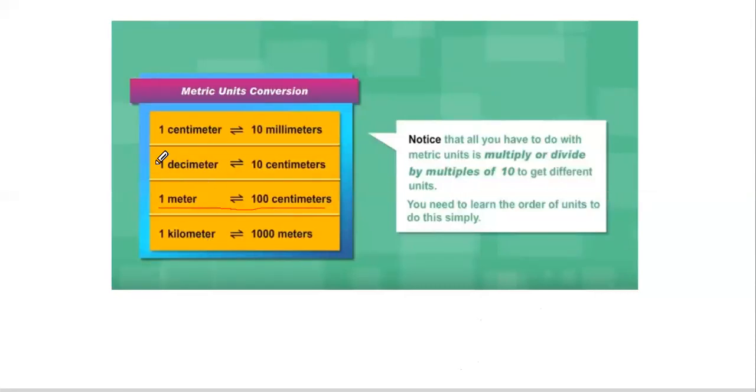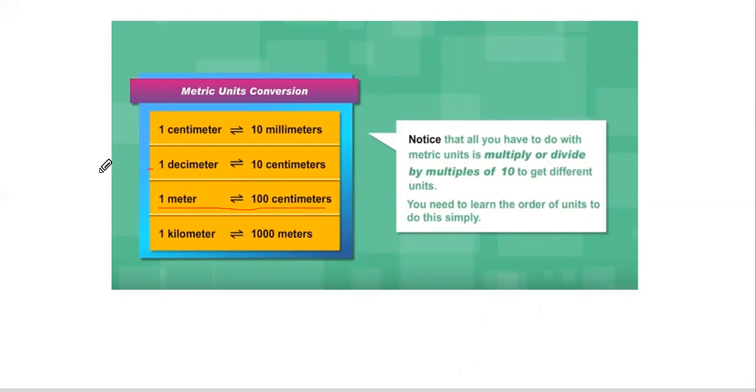Okay, we skip this. 1 decimeter is 10 centimeters. And 1 kilometer is 1,000 meters. Again, 1 centimeter is 10 millimeters. 1 decimeter is 10 centimeters. And 1 meter is 100 centimeters. 1 kilometer is 1,000 meters.